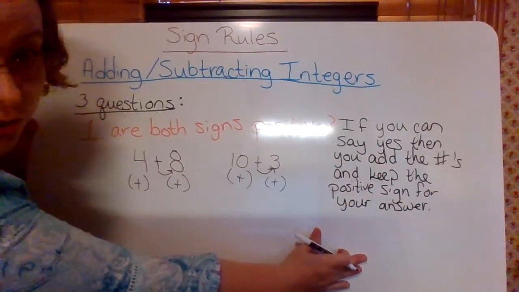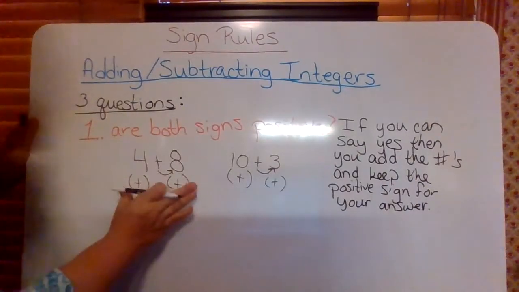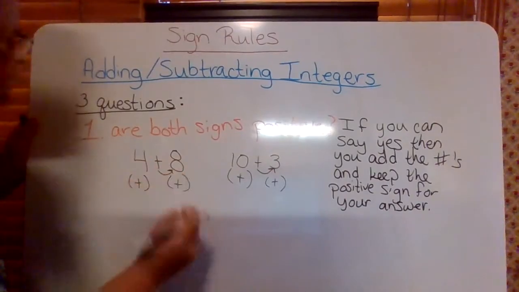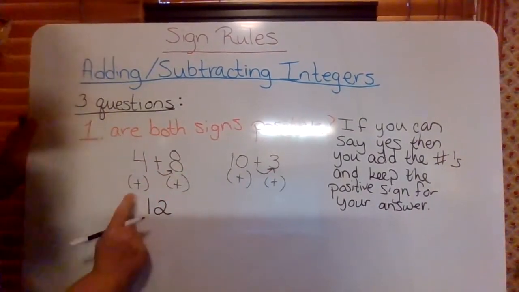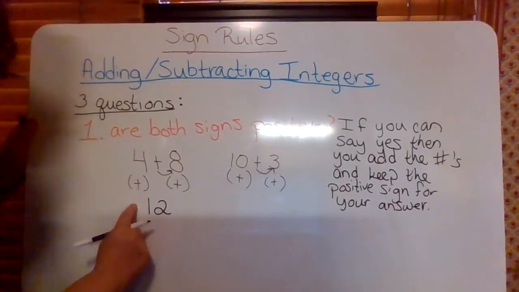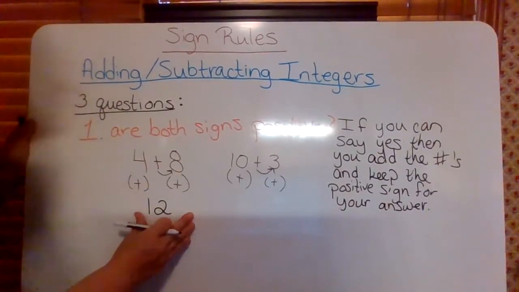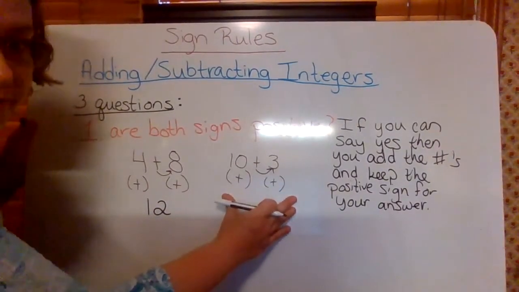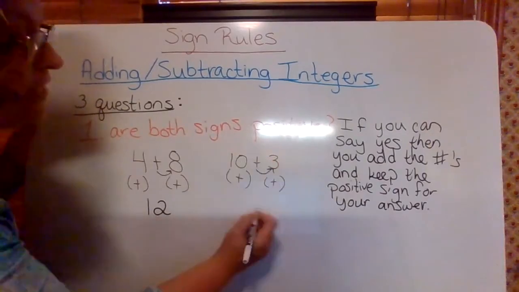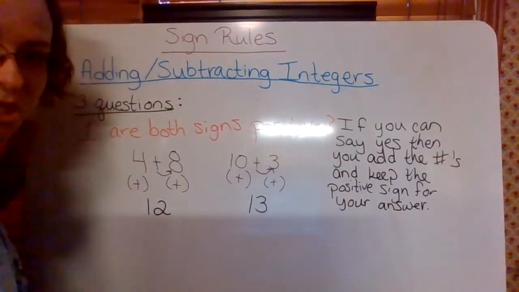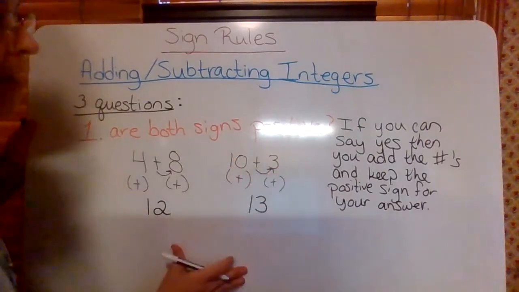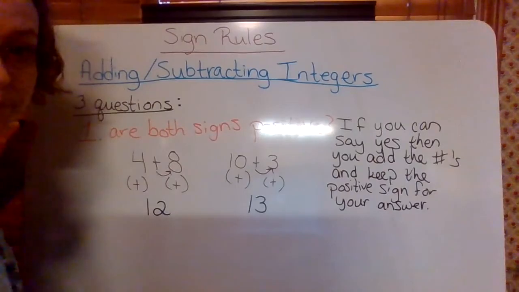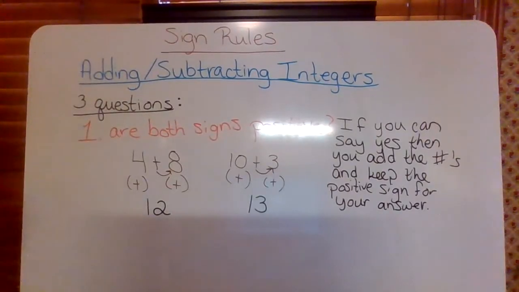So in this case, since these are both positive, I'm going to add the 4 and the 8. So 4 plus 8 is 12, and I'm keeping it positive. You don't have to put the positive sign. If you just tell me 12, then I know you know that means positive. And since they're both positive, 10 plus 3 is 13. So my answer is 13, okay? They're both positive, so I add the numbers, and I keep the positive sign for my answer, all right? So that's your first question.